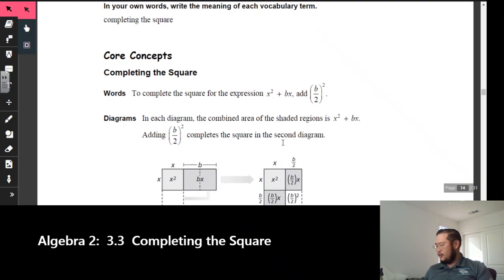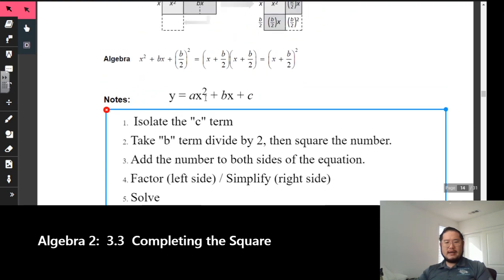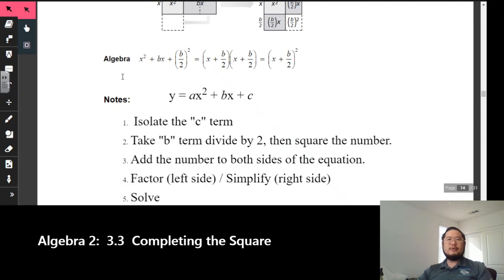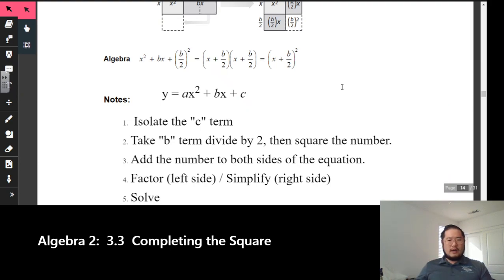In order to complete the square, there is a series of steps that I want to show you, and there's 5 steps that we're going to look at. I'm showing you right here an equation that is in standard form, y is equal to ax squared plus bx plus c. In order for us to complete the square, what we're going to do first is isolate the c term, meaning we're going to move it to the other side. So instead of having y there, a lot of times we'll have 0, or we'll just have our quadratic or trinomial. So we're going to isolate the c term.